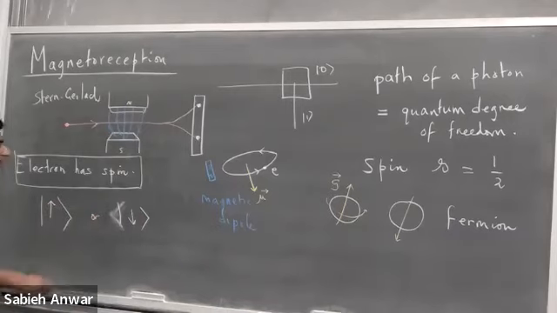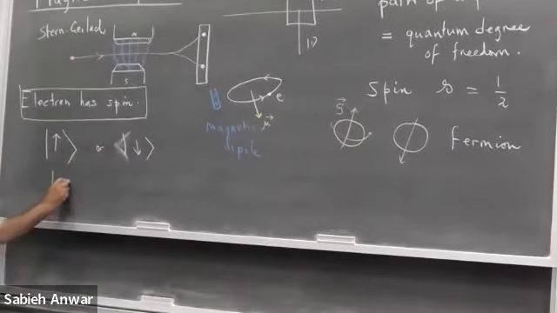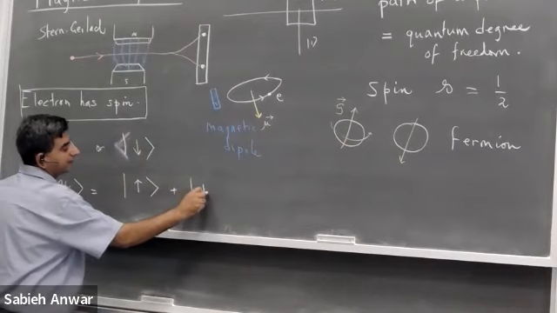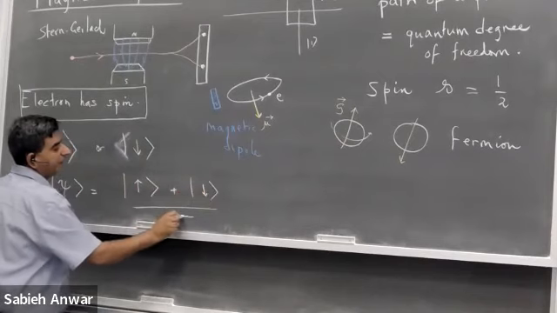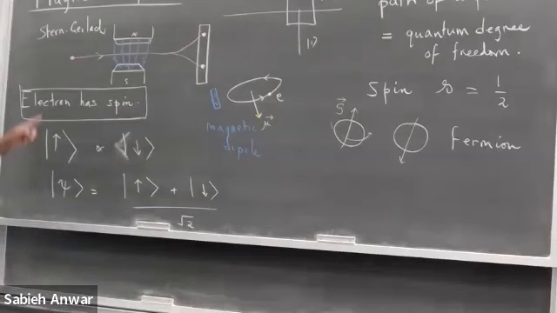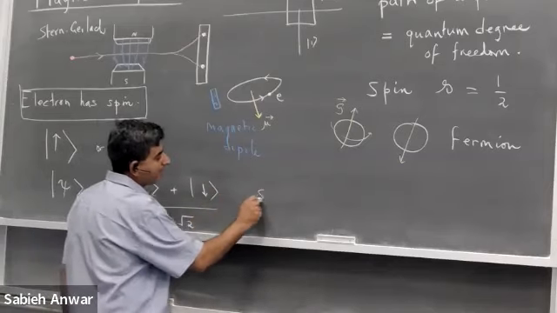And we can have an overall quantum state psi, which is a superposition of the two states, spin up and spin down. Just as we had a superposition of the path of a photon, in a totally analogous fashion, we can have superposition of spin up and spin down states. Right? So this is a superposition.